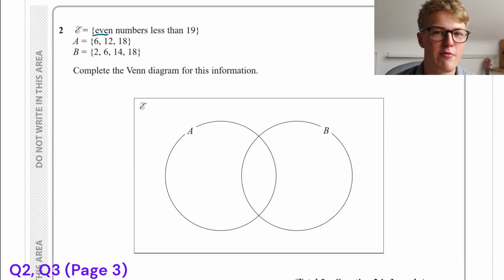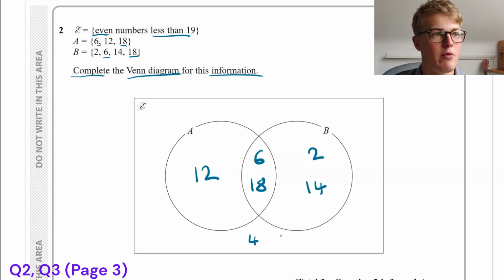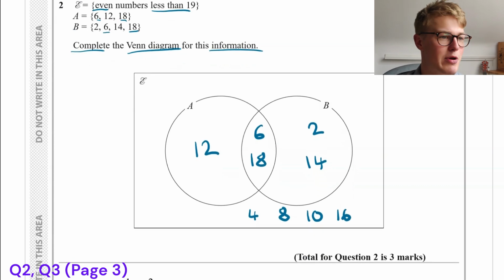Complete the Venn diagram for this information. So what we're going to look at is A and B and which numbers they have in common. We can see they have 6 and 18, so we put them in the middle, and then we can see A has 12 left over, so we put that on the A side, and then we have 2 and 14, which we put on the B side. We're then left with all the even numbers less than 19 that aren't within A or B, so we have 4, 8, 10 and 16, and then we can move on.